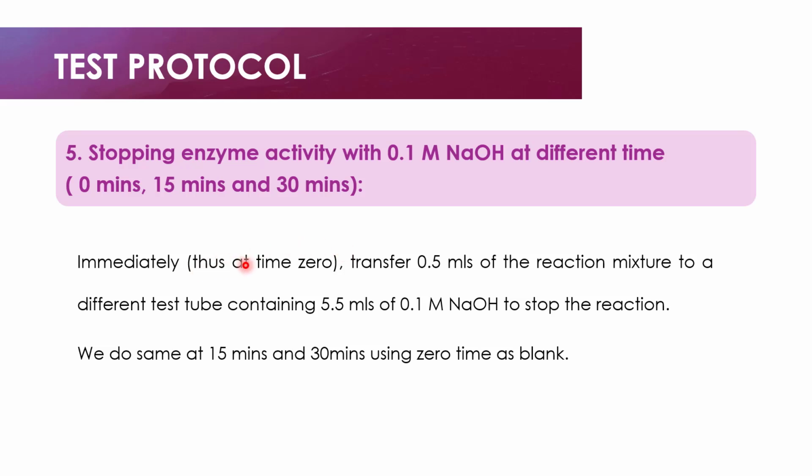So immediately, that's at time 0, after we have prepared the reaction mixture, we transfer 0.5 ml of the reaction mixture to a different test tube containing 5.5 ml of 0.1 molar sodium hydroxide to stop the reaction. We also have to know that we do the same at 15 minutes and 30 minutes, using our 0 time as our blank against the 15 minutes and the 30 minutes.